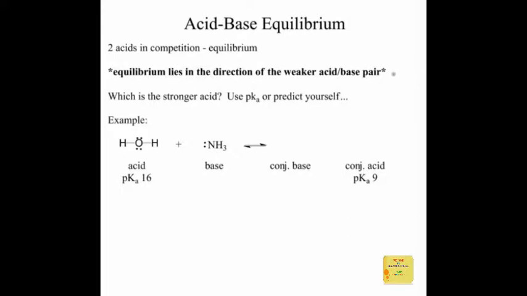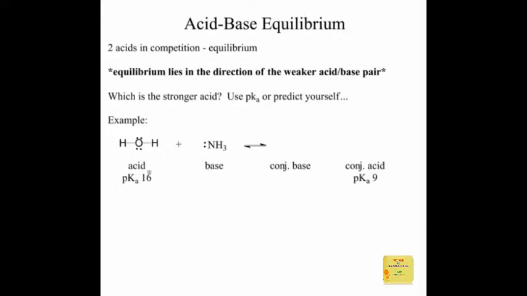So if this equilibrium lies in the direction of the weaker acid-base pair, we're going to have to be able to determine which pair that is. So how do you decide who the stronger acid is? Well, if you're lucky enough to have a pKa table, you can use that. Or perhaps you can predict that yourself, and that's what we're going to be focusing on in this lesson, is looking for features that affect the acidity and make something a stronger acid or a weaker acid. Okay, but here's an example.